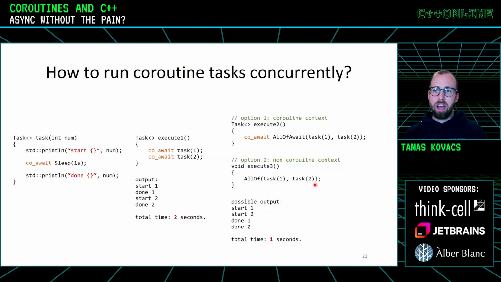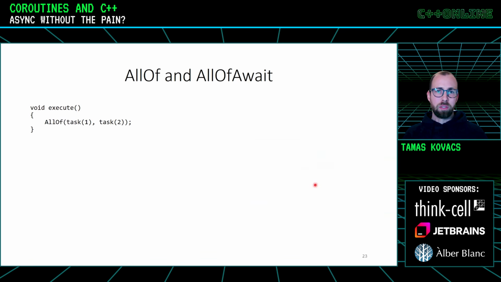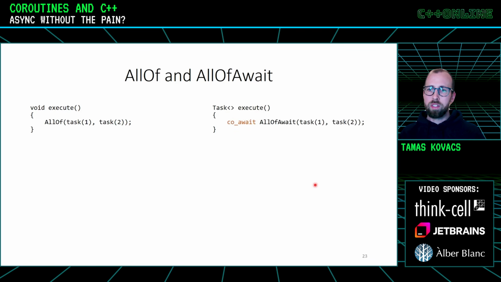So now let's take a closer look and discover our new concepts, the combiners. All of and all of await. Once you start running tasks concurrently, you need a way to coordinate them somehow. And this is where combiners like all of come into the picture. So all of expresses a very, very simple intent: start multiple tasks and wait until all of them are finished.